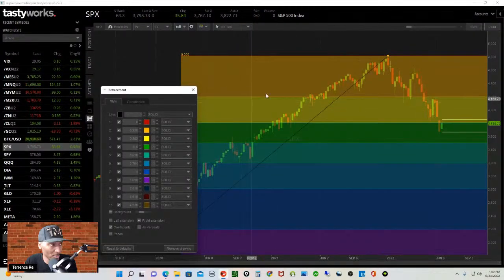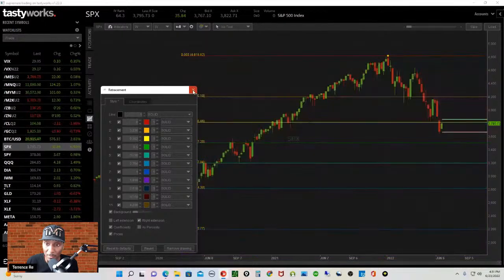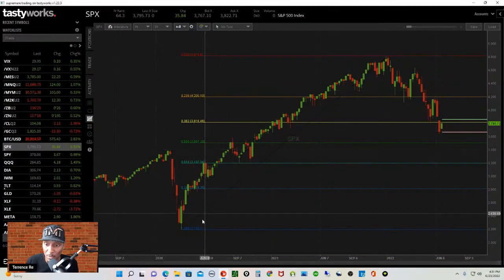So when I double click on it, this box comes up, this window. I'm going to come down here and click on prices, and then I'm going to back this out, and X out. Now you can see all the levels.